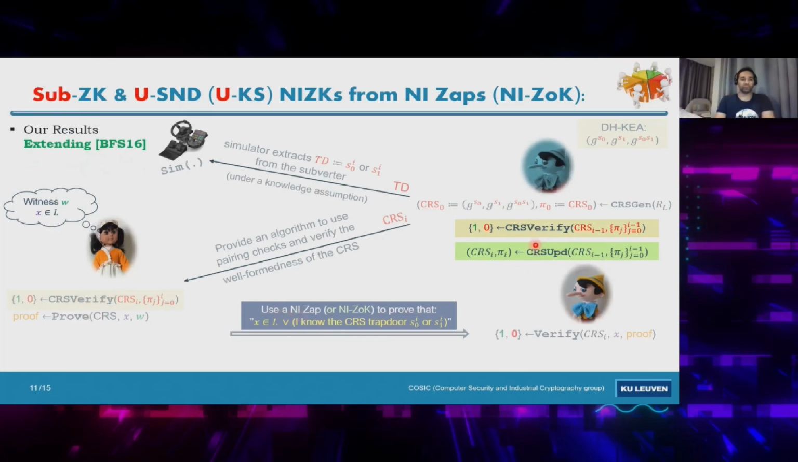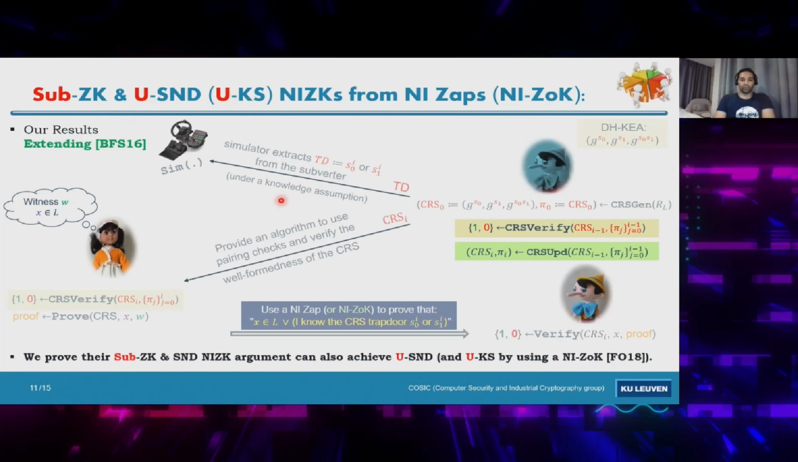Then we prove that this protocol can achieve subversion zero-knowledge and updatable soundness if we start with non-interactive zaps. But if we start with a non-interactive zap of knowledge, their compiler, basically their technique, can also be used to build subversion zero-knowledge and updatable knowledge soundness. So as I mentioned, this can be done, for example, with a non-interactive zap of knowledge or non-interactive zaps.